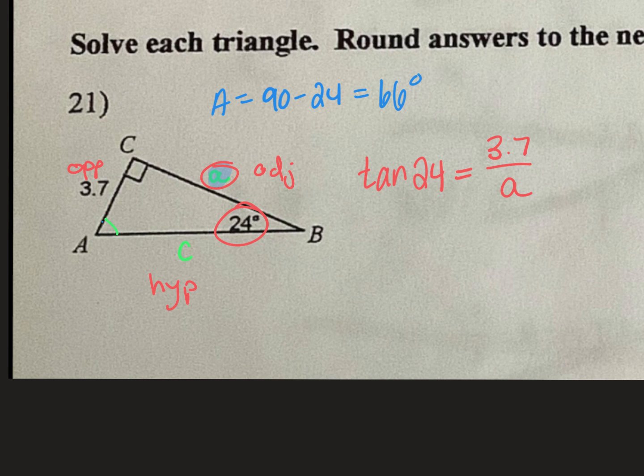And so then, just like in number 17, you're going to multiply both sides by a, then divide by tangent 24. Plug that in the calculator. That gives you your side A, and then you can use the Pythagorean theorem, so a squared plus b squared equals c squared, to find your last missing side.